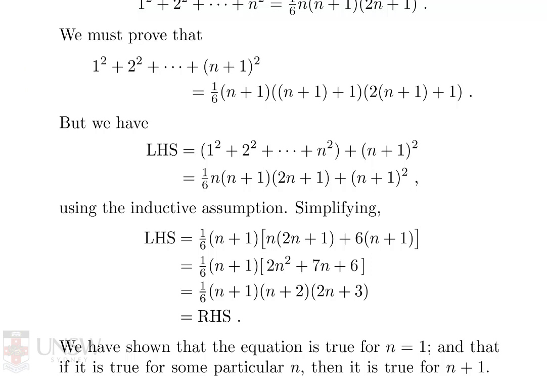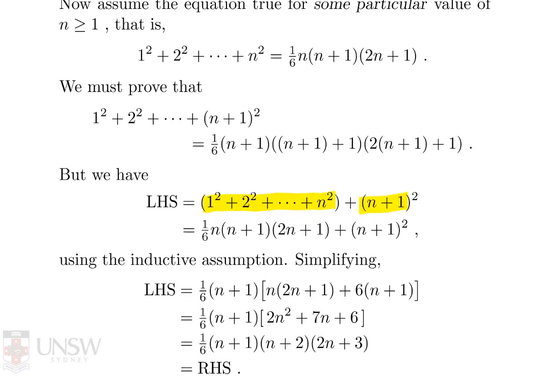This left-hand side here. And I'm going to split that up as 1 squared, etc. plus n squared plus the last term. In other words, I'm splitting off the last term here. Why do I do that? Well, because of course I have my assumption here. I have my assumption that 1 squared plus 2 squared, etc. plus n squared is given by this formula.